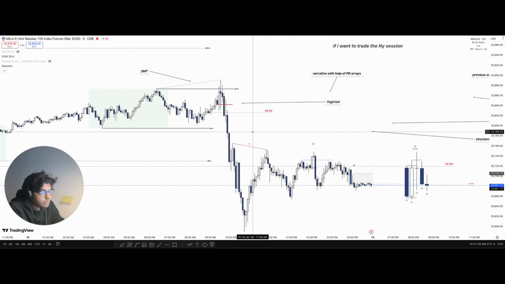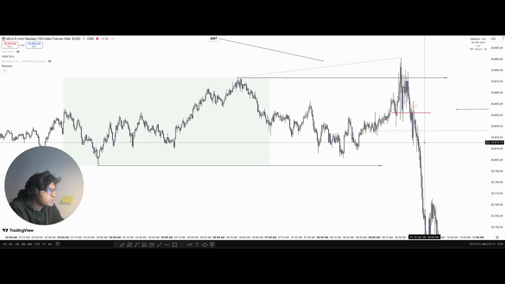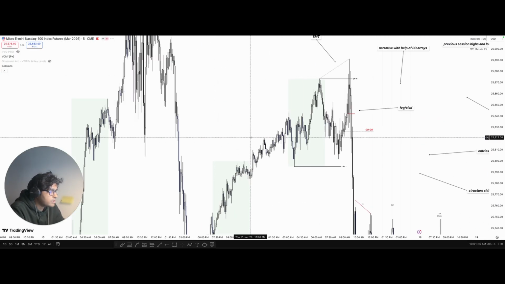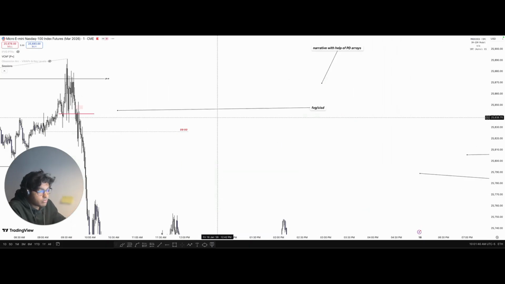But if you are on a 1-minute chart, when this 5-minute change in state delivery gets confirmed, you can switch your bias just like that.